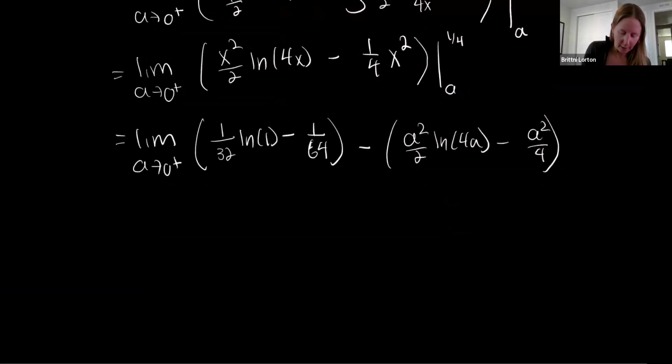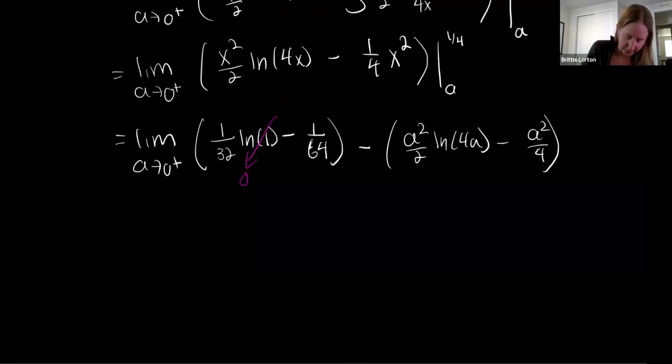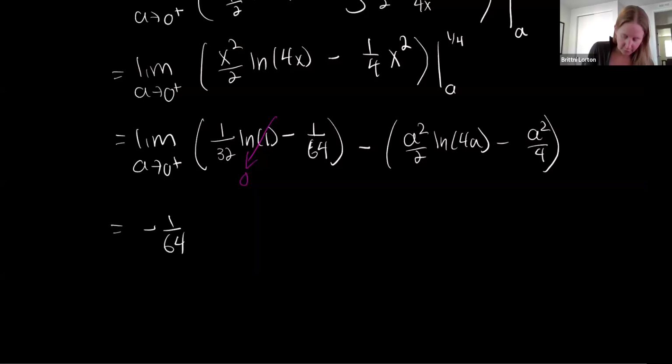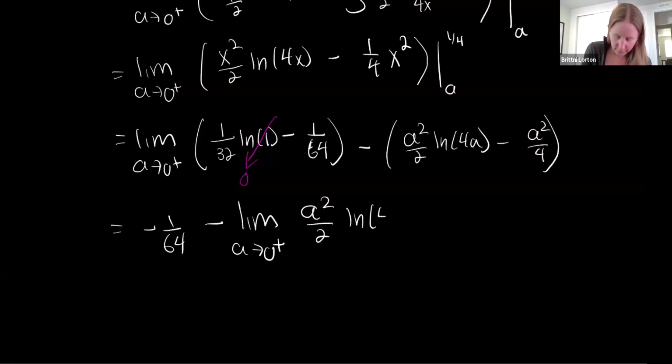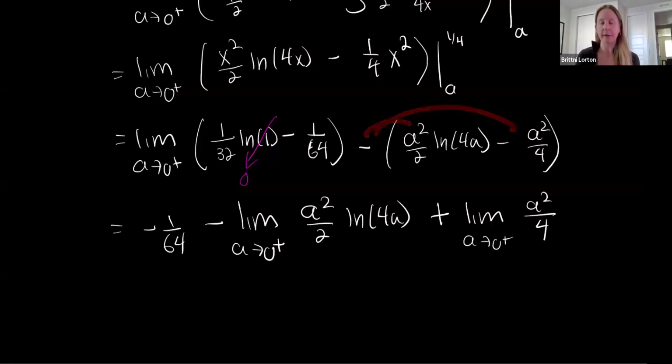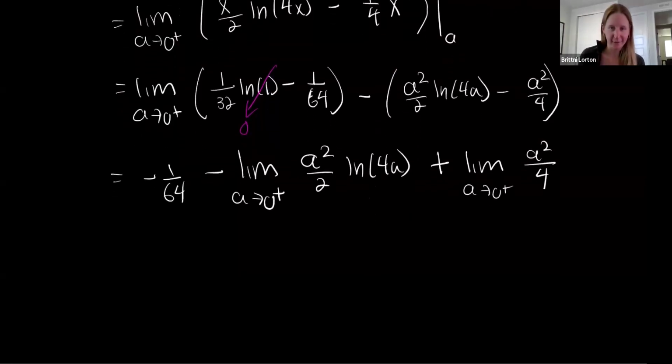Oops, sorry. What happened? There we go. Ln of 1 is 0, so I'm going to rewrite this now. So now I have negative 1/64 minus the limit as a approaches 0 from the right-hand side of a squared over 2 ln of 4a plus the limit as a approaches 0 from the right-hand side of a squared over 4. I distributed the negative and I distributed the limit. Okay, there we go.